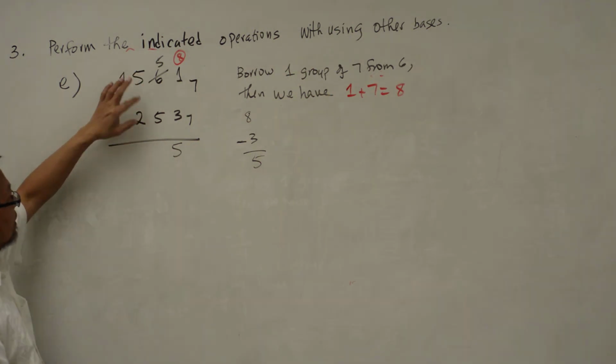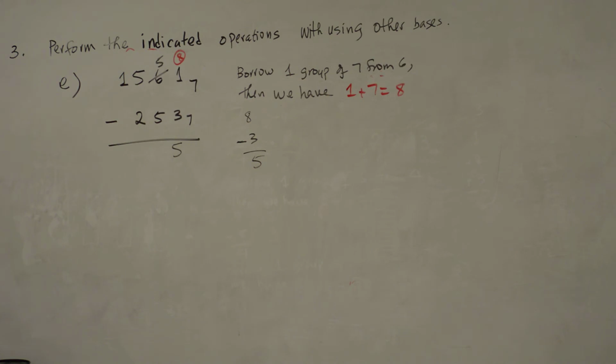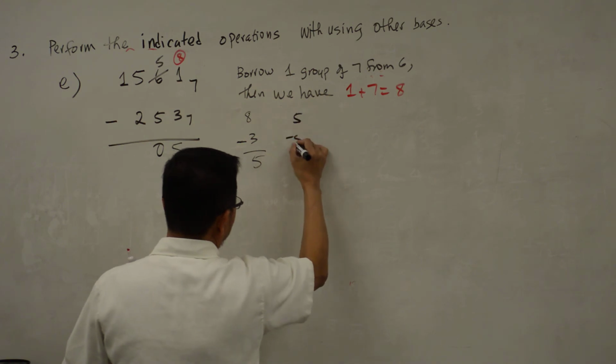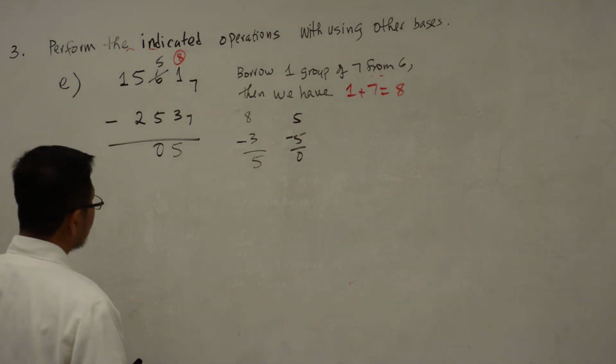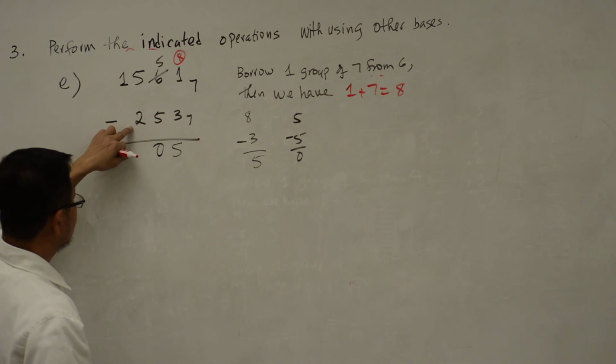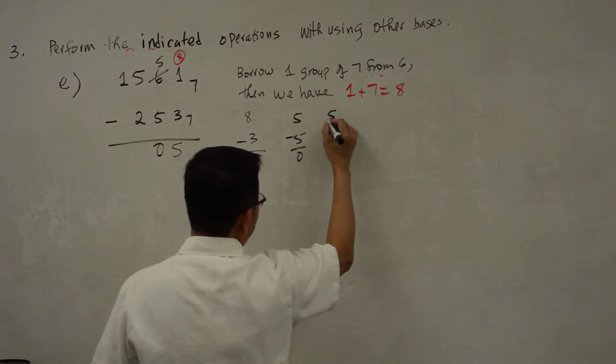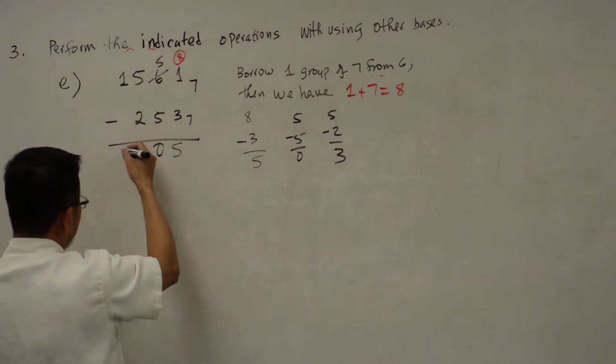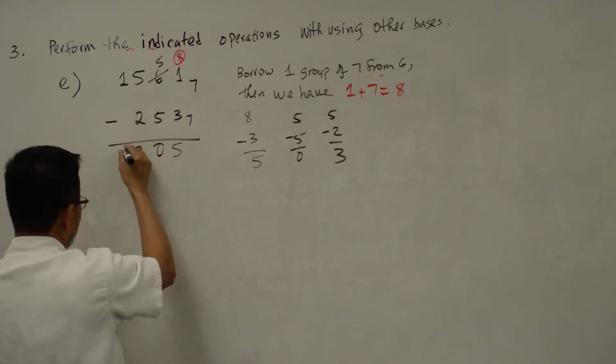Well, 5 and 5 equal each other, we can subtract, right? We don't need to borrow. So 5 minus 5 gives you 0. Then similar here, 5 minus 2 gives you 3. Right, 3 here. And then 1 minus 0 is 1.